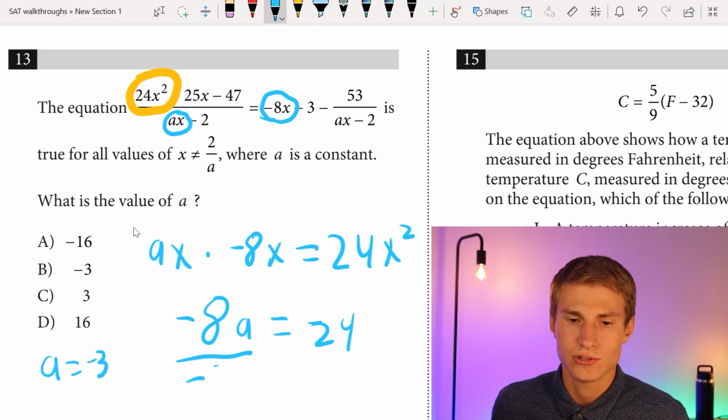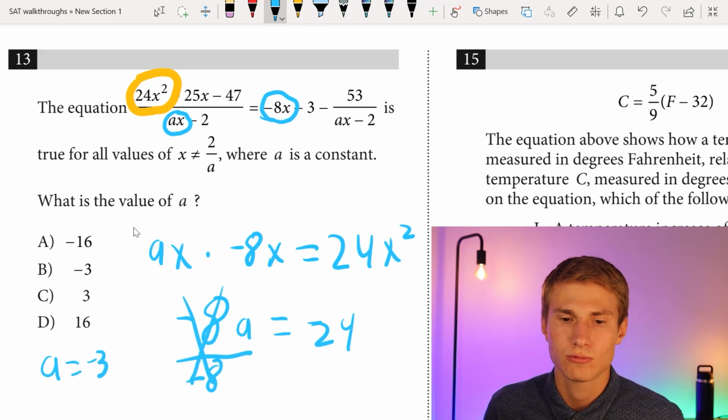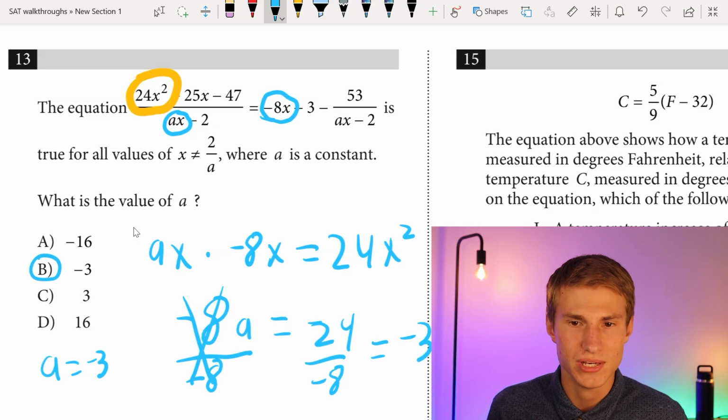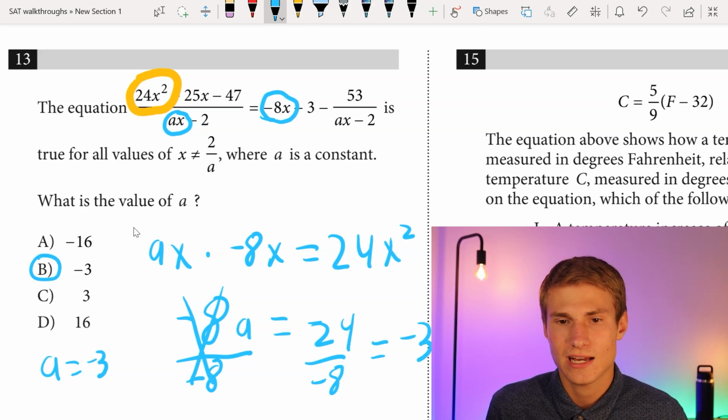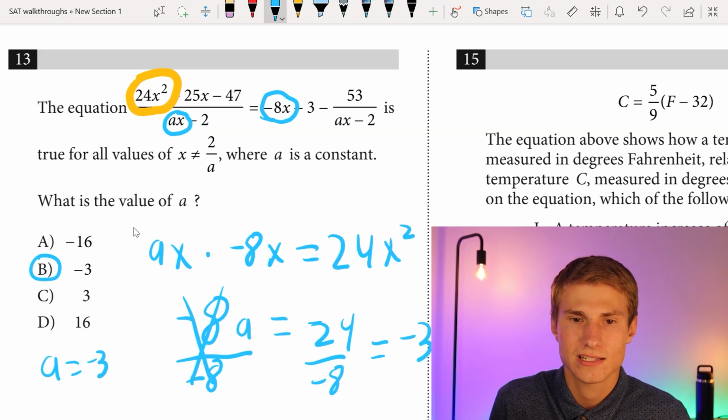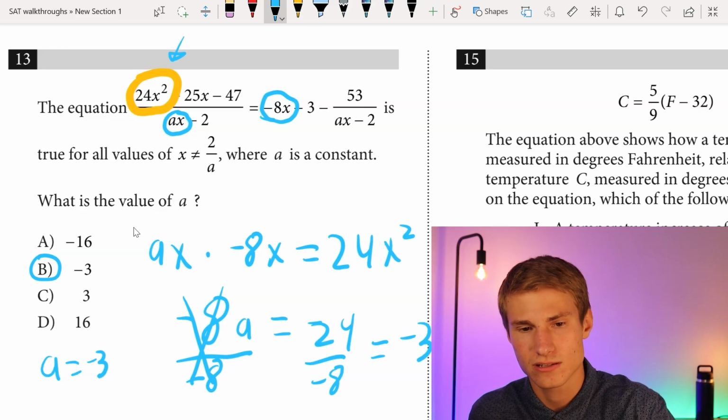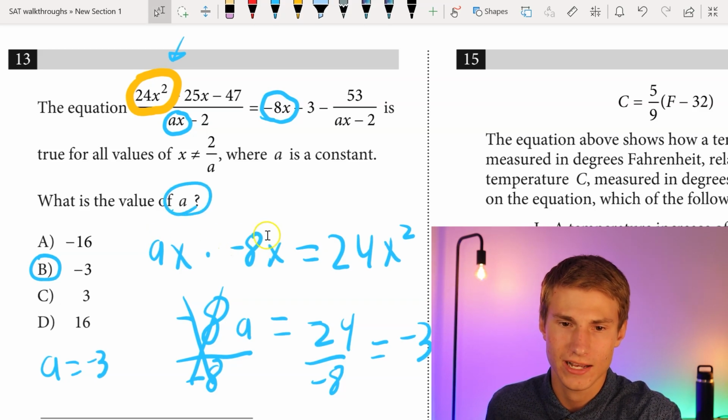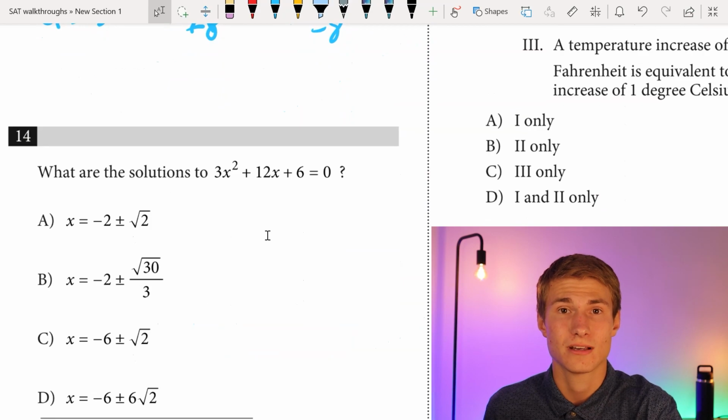But if you want me to go ahead and do all the steps, I can show you that as well. We divide each side by -8. We have 24 over -8, which gives us a is equal to -3. The answer there is going to be B. So what we're looking at here is a times x times negative 8x has to give us that 24x squared. We can easily solve for a super quickly, and we get our answer of B. So hopefully that tip is helpful.